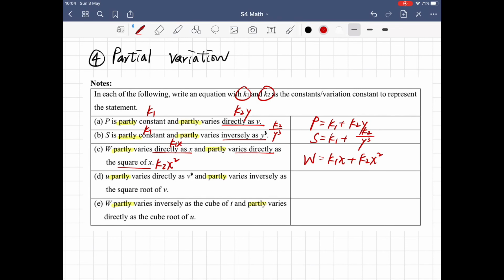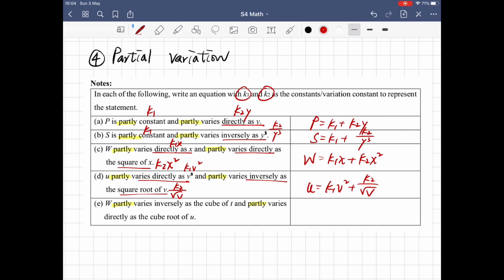And then for part D, u partly varies directly as v squared, so k1 v squared. And the next part, partly varies inversely as the square root of v, so k2 over the square root of v. And we have u equals k1 v squared plus k2 over the square root of v.